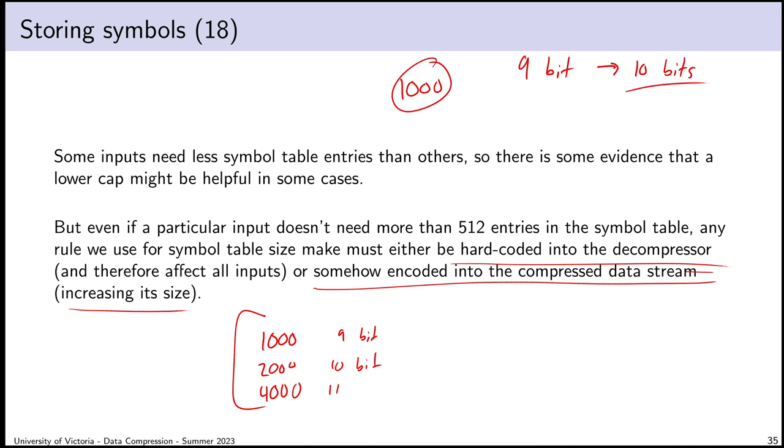We're going to see there is a solution that the Unix compress tool uses that does actually get the best of both worlds. It doesn't require the compression tool to encode into the compressed data stream exactly when it's doing the shift from 9 bits to 10 bits to 11 bits. But it does still allow the decompressor to figure that out by duplicating the compressor's logic.